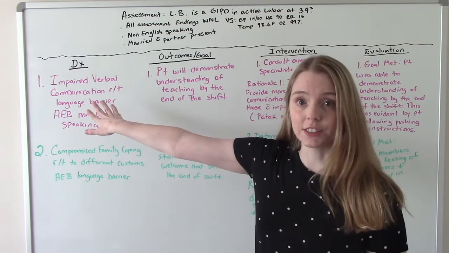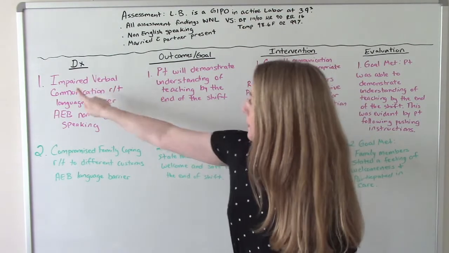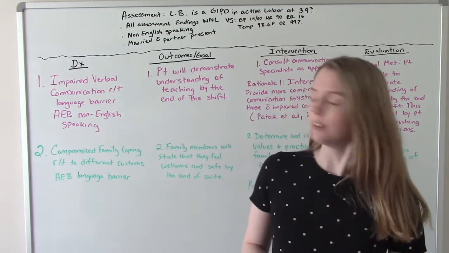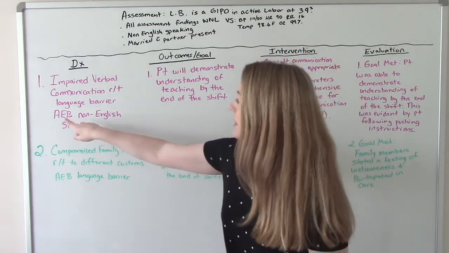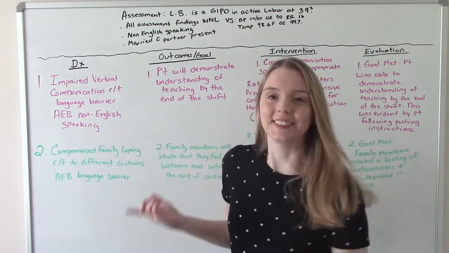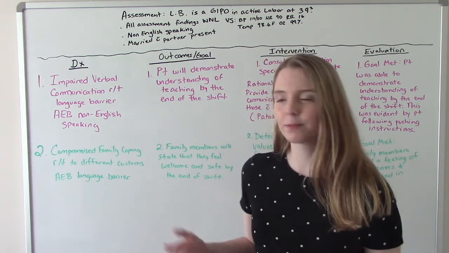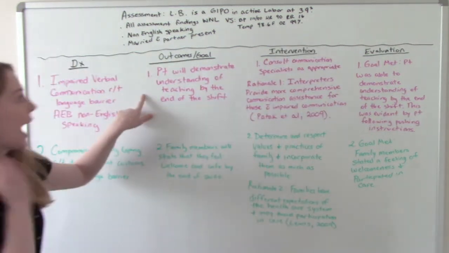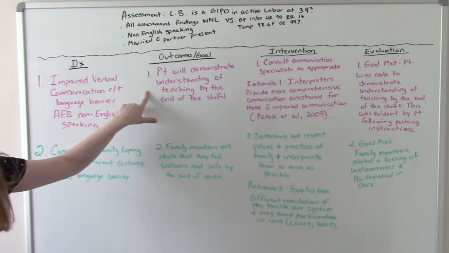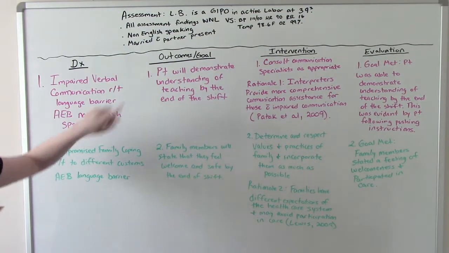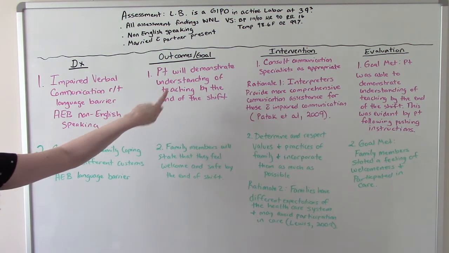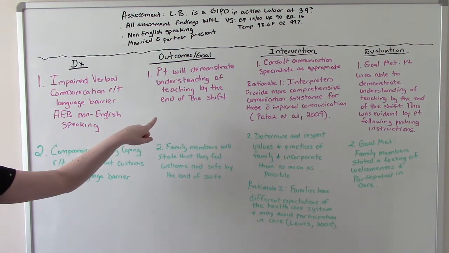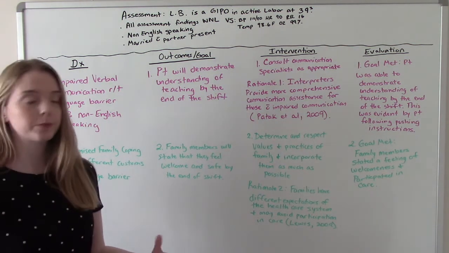So our first nursing diagnosis is impaired verbal communication related to the language barrier, and then as evidenced by the fact that she doesn't speak English. Our outcomes and goals, so this is the goal statement written here, that the patient will demonstrate understanding of teaching by the end of shift. So that's what we want to do.